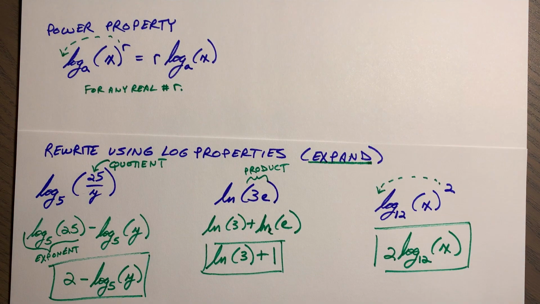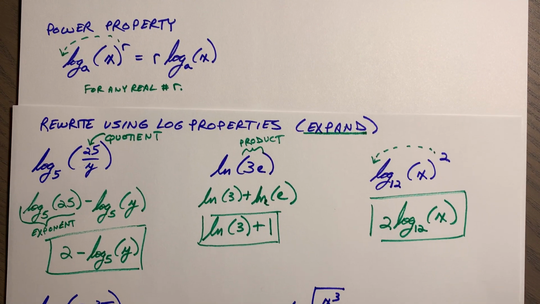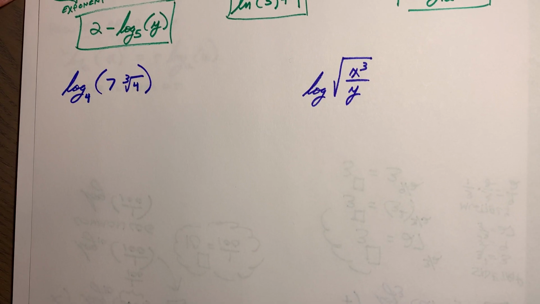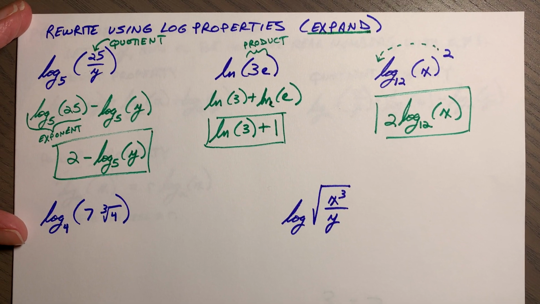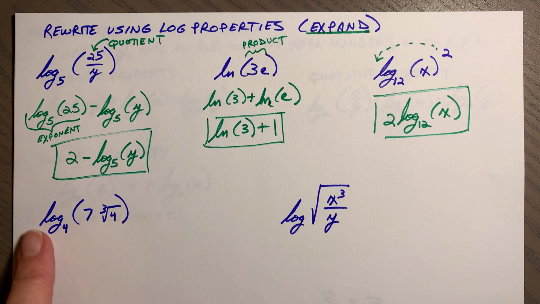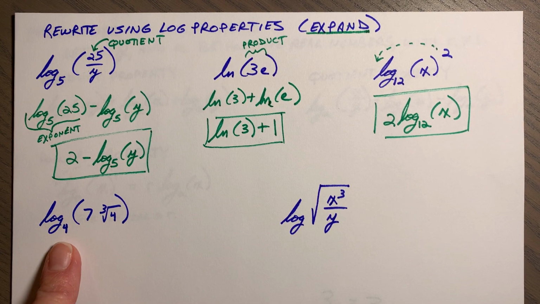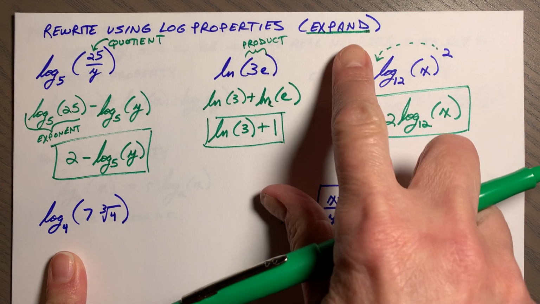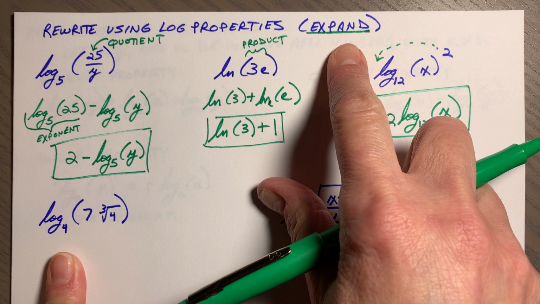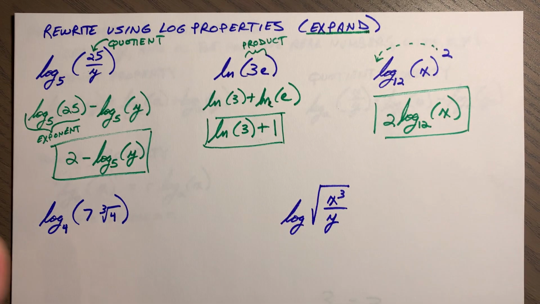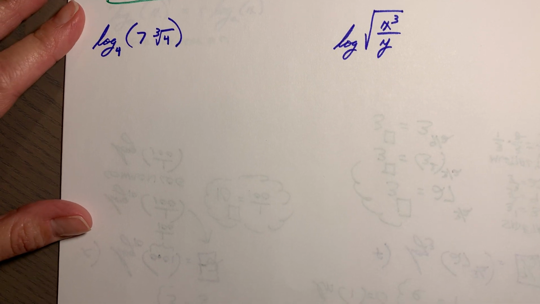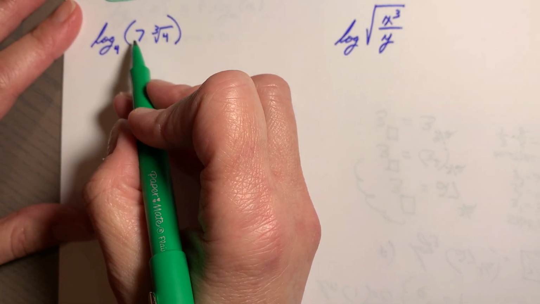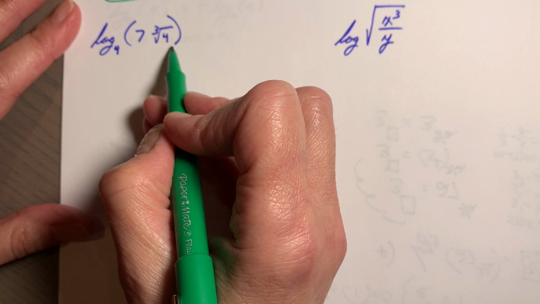Now we're going to have some problems that ask us to use more than one property at a time. So let's come down here and let's keep up with this rewriting using our properties. And if I see a single logarithm at the beginning, then I'm going to think that this is an expansion that we'll be working on. So let's tackle this one right here. We have log base 4 of 7 cube roots of 4.